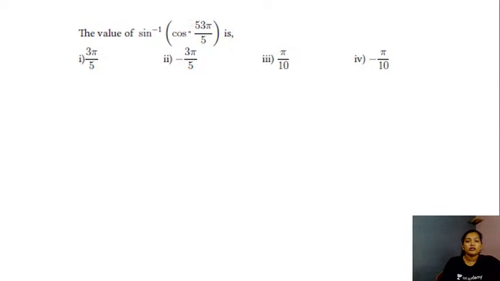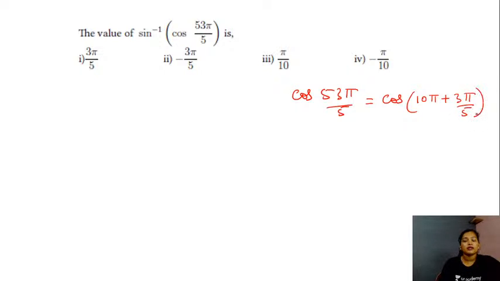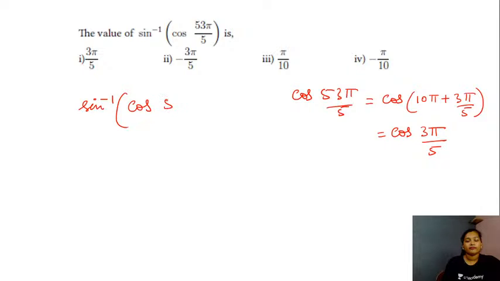First of all, simplify your angle, students. Here in this case, let me take cos of 53 pi by 5. This will be equal to cos of 50 plus 3 pi by 5, so this would be cos of 10 pi plus 3 pi by 5 here in this case. Am I correct? And we know that the cos function is a periodic function, so this will be equal to cos of 3 pi by 5. Cos of 53 pi by 5 will be equal to cos of 3 pi by 5, students. Now your question was sine inverse of cos of 53 pi by 5. What is this equal to now? Sine inverse of cos of 3 pi by 5.